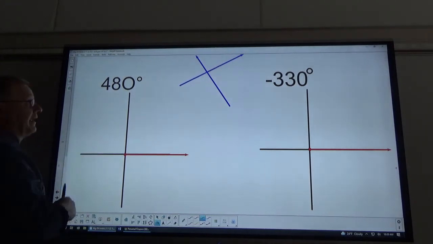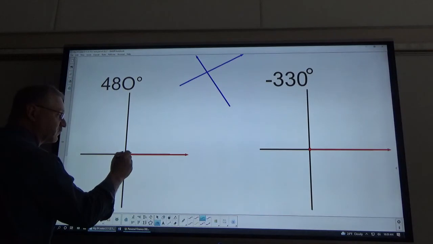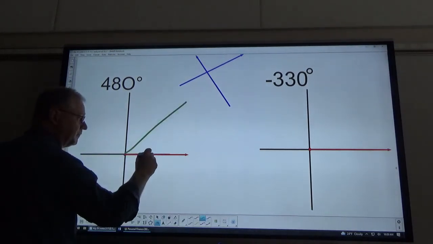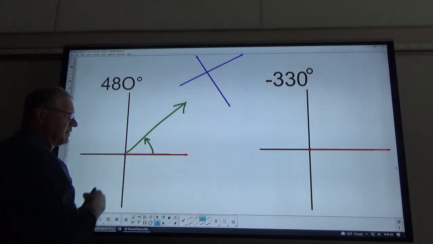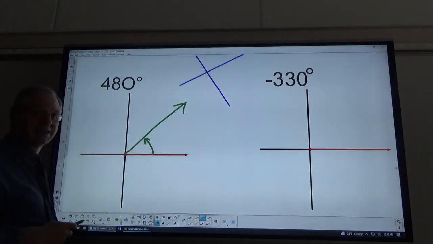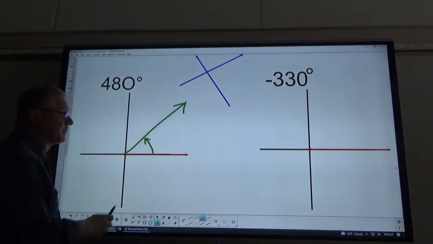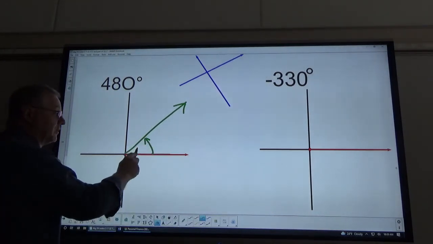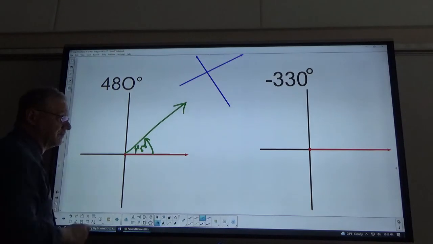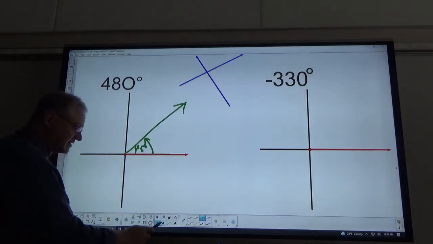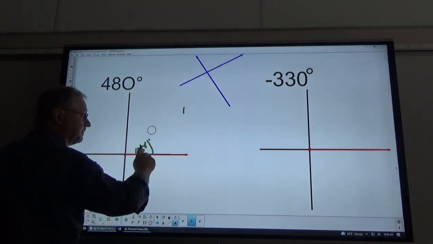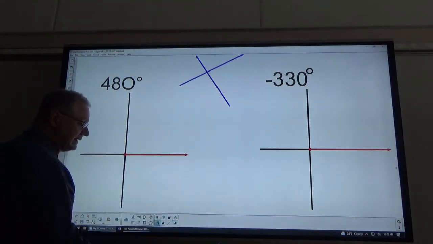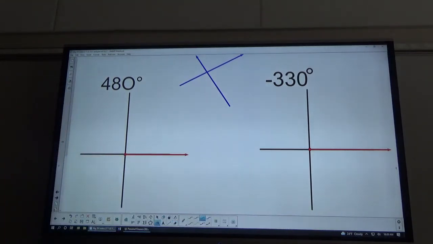Now, if I'm drawing an angle, like a 45-degree angle, there's my terminal side, that's my ending side. So that's where it ends, and that would be a 45-degree angle. Well, that's great, except that's not what I'm asked to find. I'm asked to find a 480-degree angle.